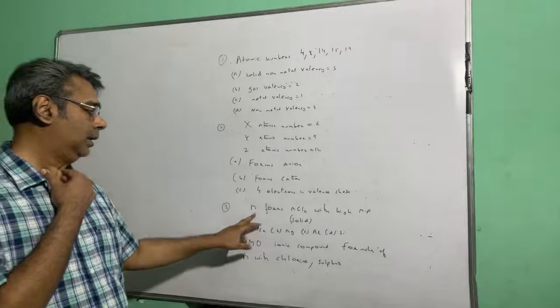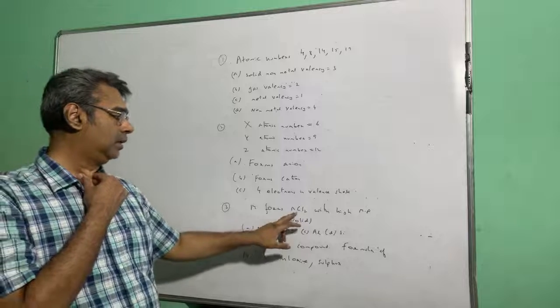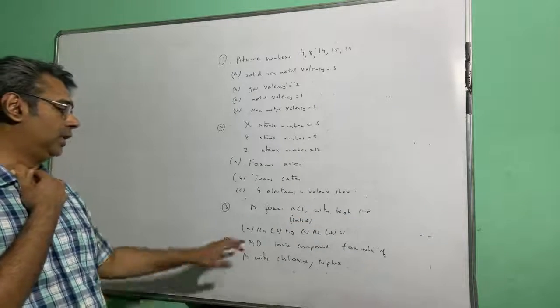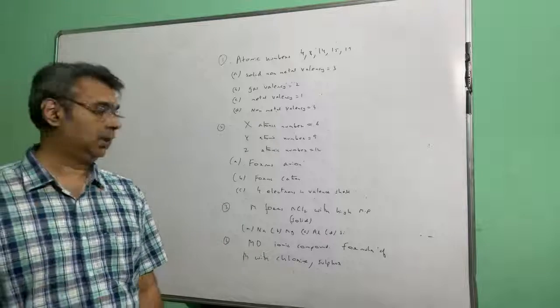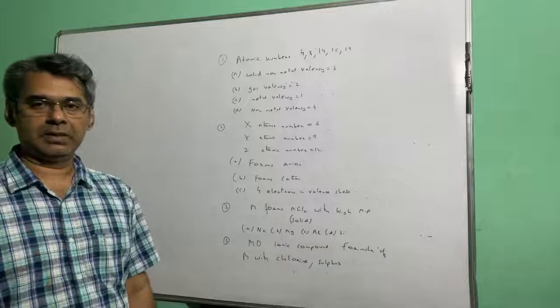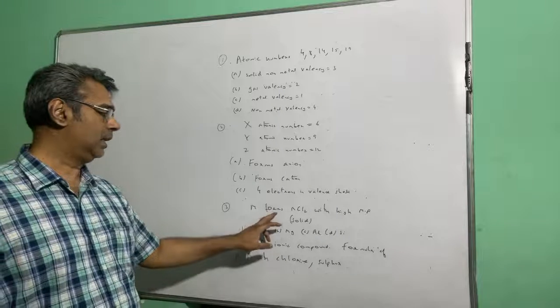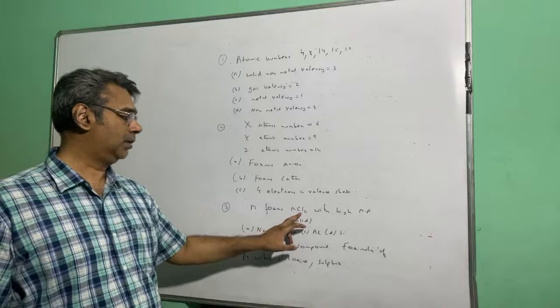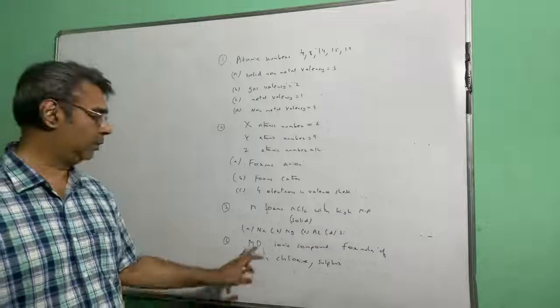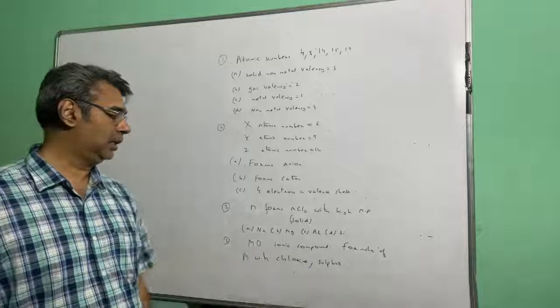Question number 3, there is an element M, it forms a solid chloride MCl2 with high melting point. So which can be M? Options are sodium, magnesium, aluminum, silicon. Which one of these can be M?